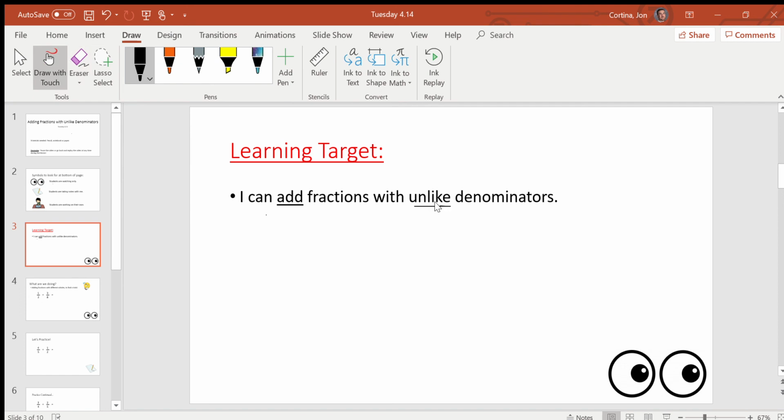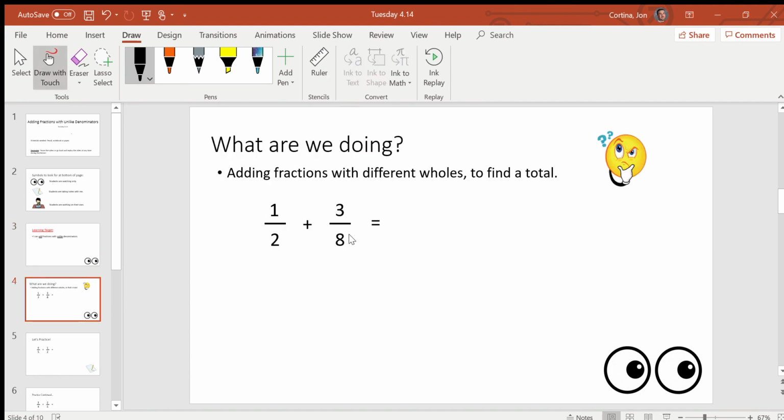And unlike means not the same. Okay? So the important thing to know here is that when you have fractions, for example, that look like this, that do not have the same denominator, we need to change them so that we are able to add or subtract them. Right now we cannot do this because these fractions are showing different size parts.